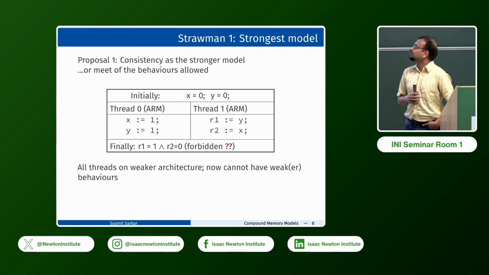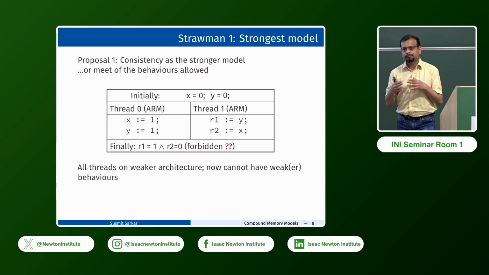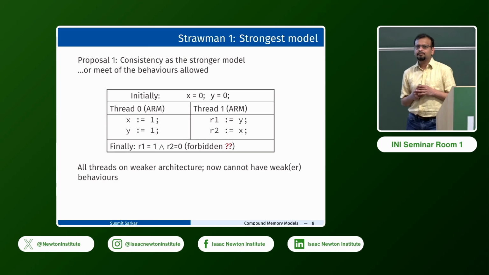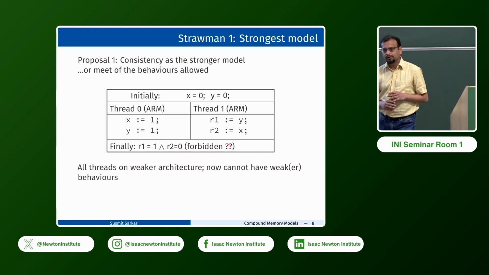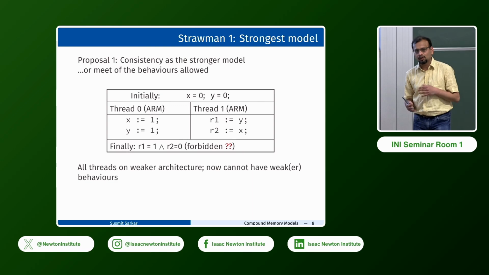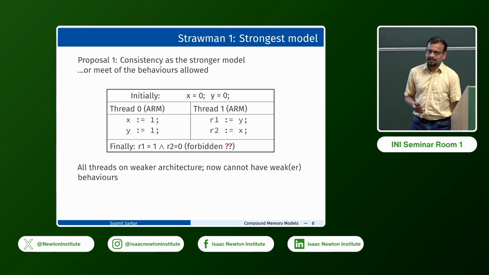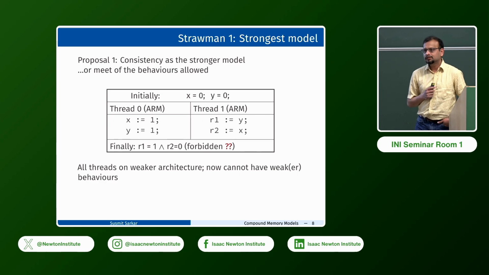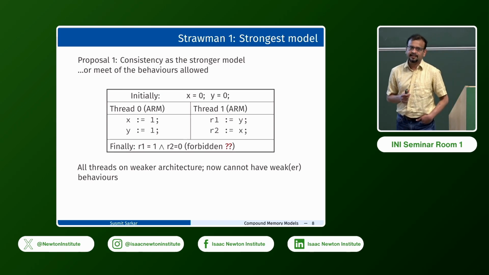So one proposal might be, let's take the consistency model of the combined x86 and ARM system to be the stronger of the two. Stronger meaning achieving the fewest behaviors possible. And that's not quite a good model, because imagine if we posited such a model and we happen to run our program all on the ARM cores. Then the program I showed you before, which recall is forbidden on x86 but allowed on ARM, would be forbidden in the model, and therefore that would not be good if all the threads were running on ARM kind of cores. So the model would be stronger than reality, and that's no good.